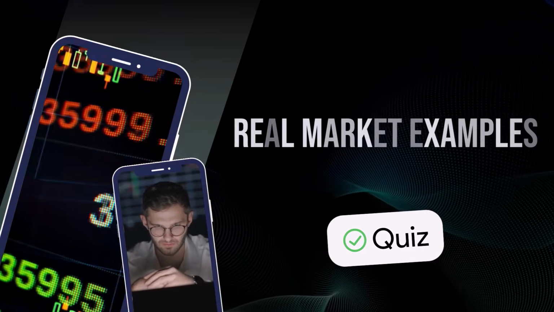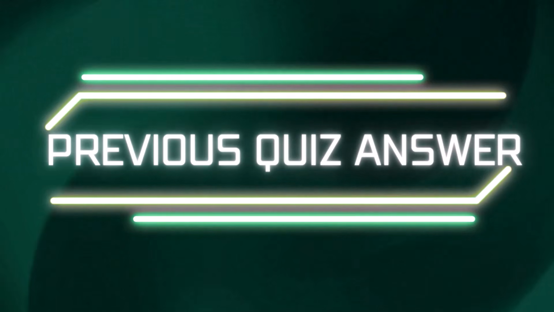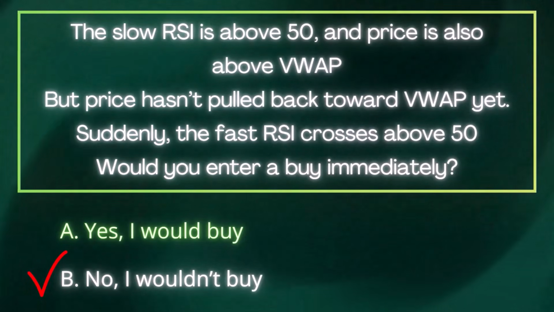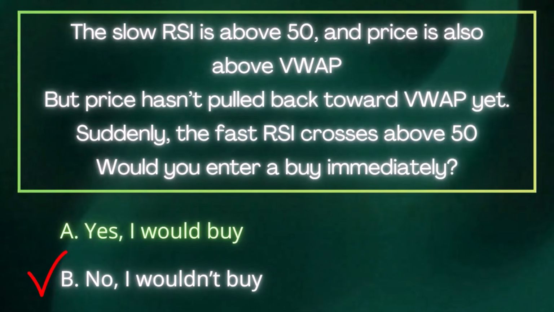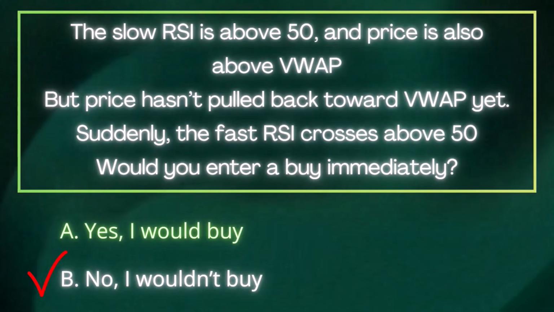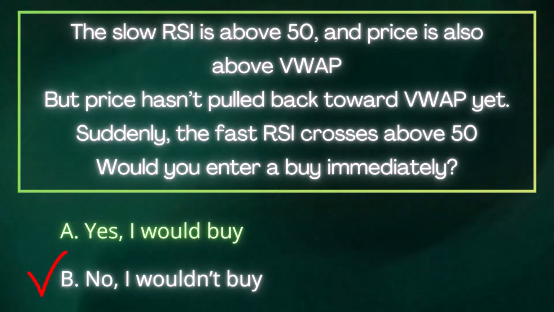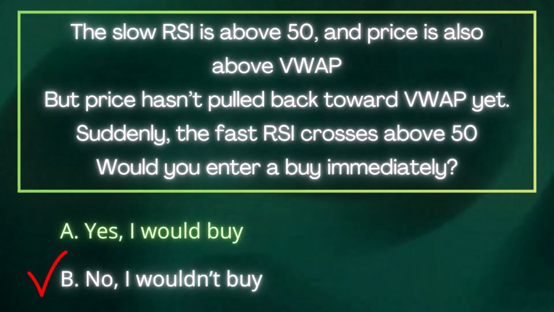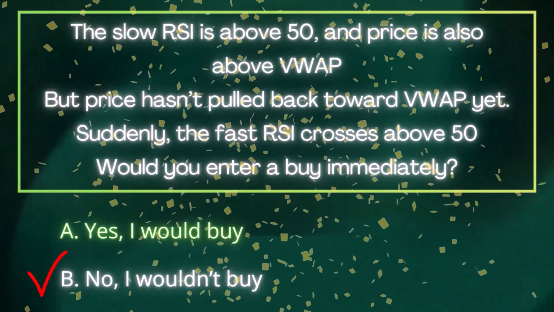So let's get started. Before we begin, let's reveal the answer to the quiz from my previous video. The correct answer was B. No, I wouldn't buy. Why? Because the fast RSI crossing above 50 by itself is not enough. We first need the pullback toward VWAP followed by the fast RSI crossing back above 50. That helps us avoid chasing price and entering too early. If you got it right, well done. Now let's jump into today's strategy.